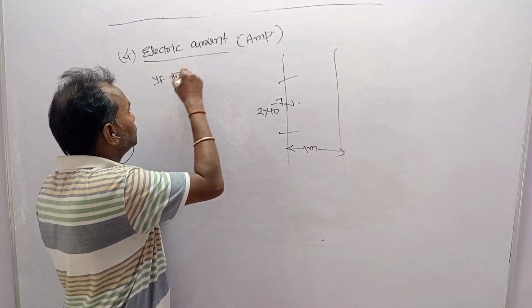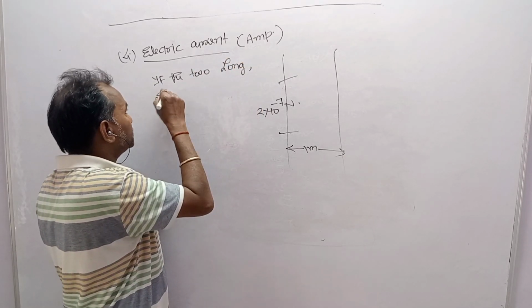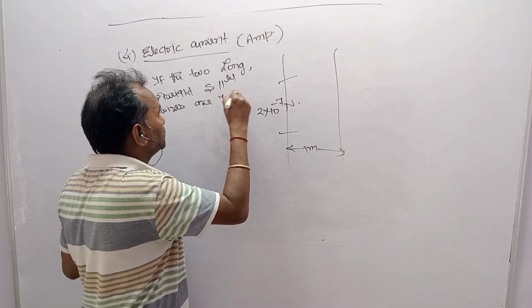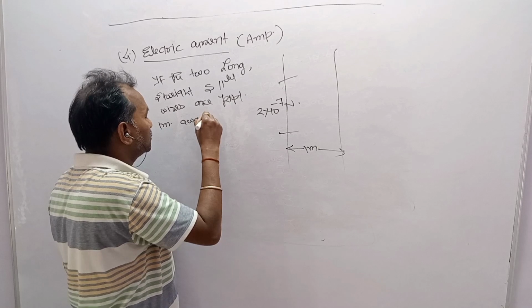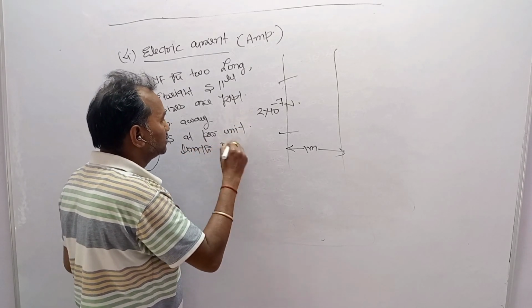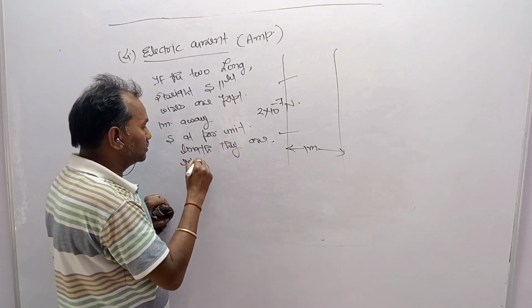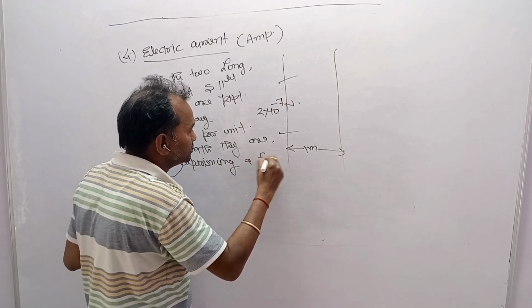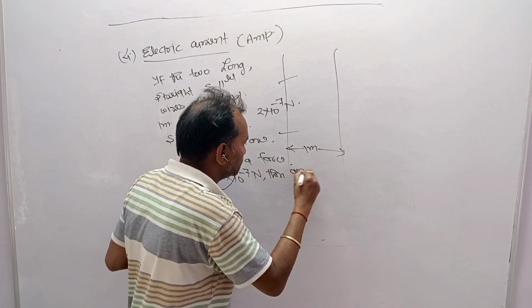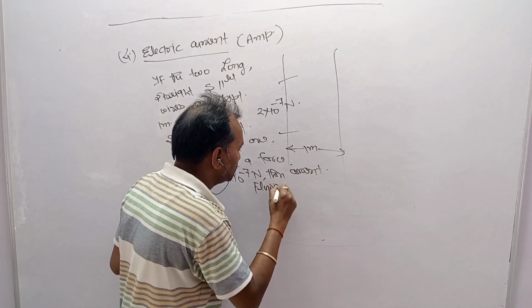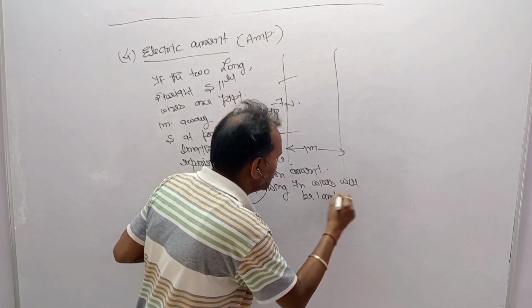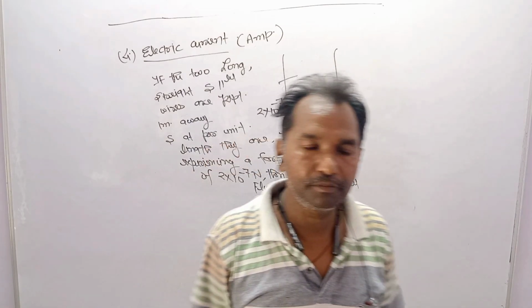Again, I'm writing the definition, a very important definition. If two long, straight and parallel wires are kept 1 meter away, and per unit length they are experiencing a force of 2 into 10 to the power minus 7 newton, then the current flowing in the wires will be 1 ampere.